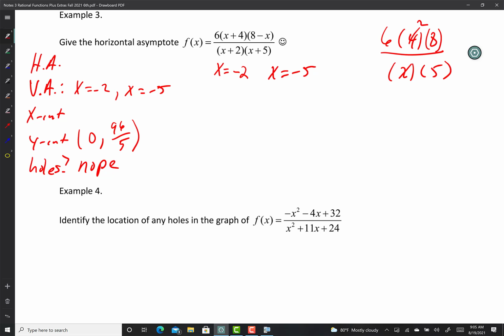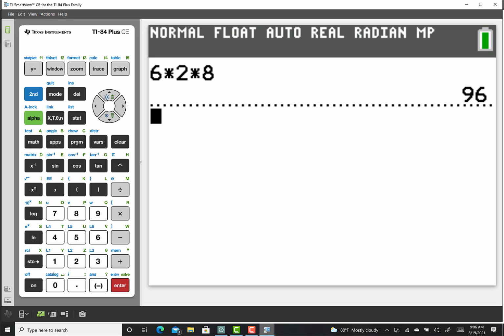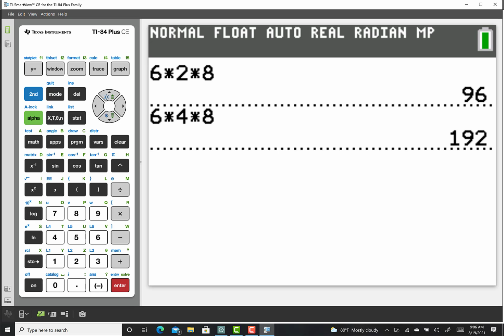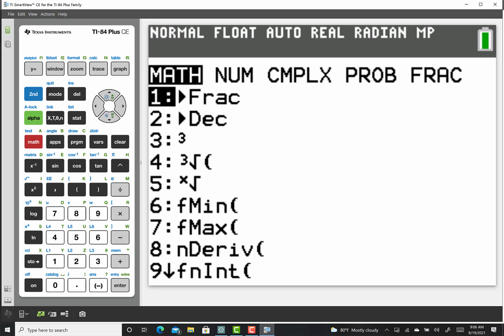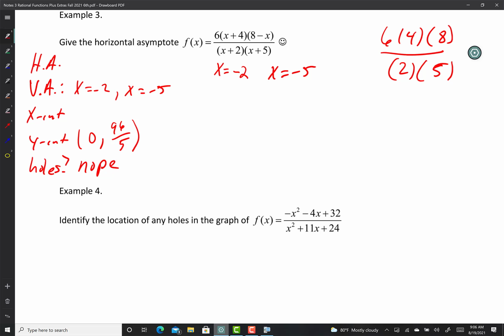I said 2 goes into 4 twice. We didn't have to. All right, so sorry if I confused you guys. 6 times 4 times 8 over 2 times 5. So here's my little calculator. I'm going to go 6 times 4 times 8, enter, and I'm going to divide that by 2 times 5, which is 10. And I get a number like that. And if I want to turn it into a fraction, 96 over 5.